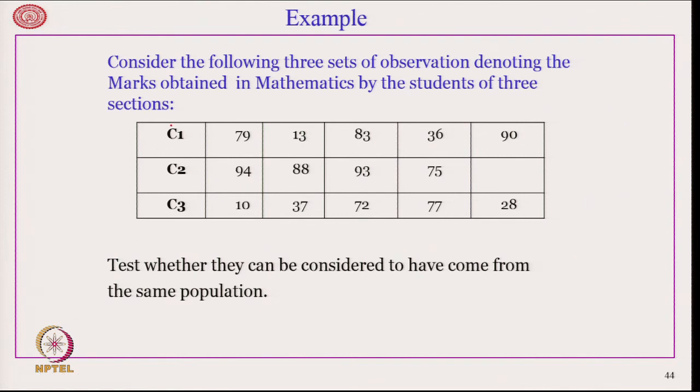Consider 3 classes, C1, C2, C3. There are 5 observations from one class, 5 observations from the second class and 4 observations from the third one, and the values given are like this: 79, 13, up to 90. You can see that these are the 14 values, 5 plus 5 plus 4, coming from the 3 classes. We need to test whether these can be considered to have come from the same population.